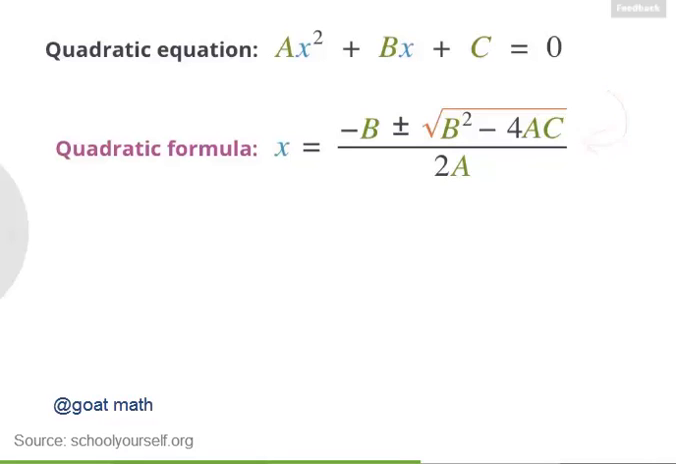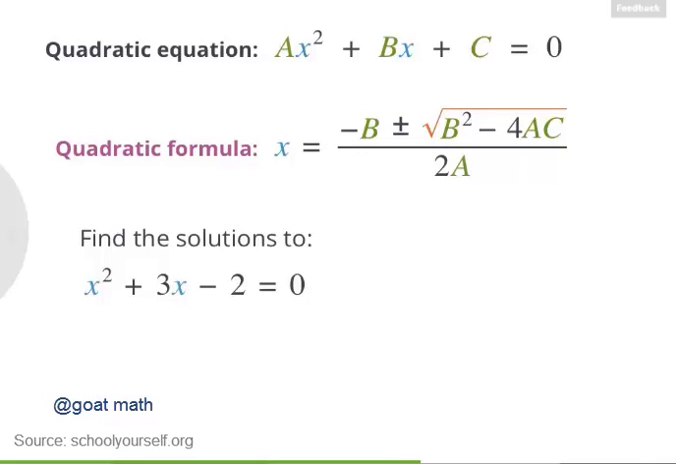Proving this formula was a lot of work. Don't worry about rederiving it. You're better off just memorizing it and knowing how to use it. So let's look at another quadratic equation. x squared plus 3x minus 2 equals 0. Let's find the solutions using the quadratic formula.